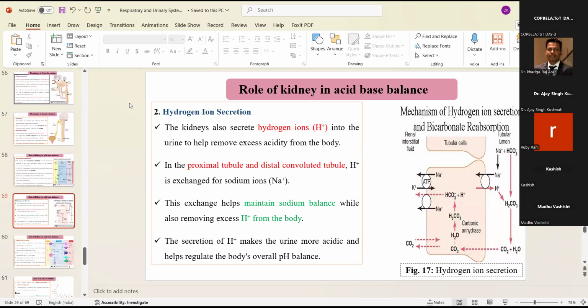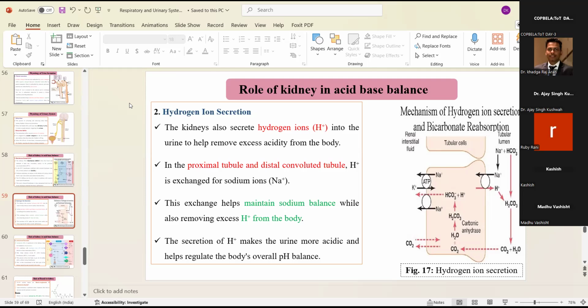Next, the role of the kidney in acid-base balance is hydrogen ion secretion. The kidney also secretes hydrogen ions into the urine, and that removes excess acidity from the body. In the PCT and in the DCT, hydrogen is exchanged with sodium ions, and during this exchange sodium is balanced and excessive hydrogen is removed from our body, and that helps maintain the pH of the body.